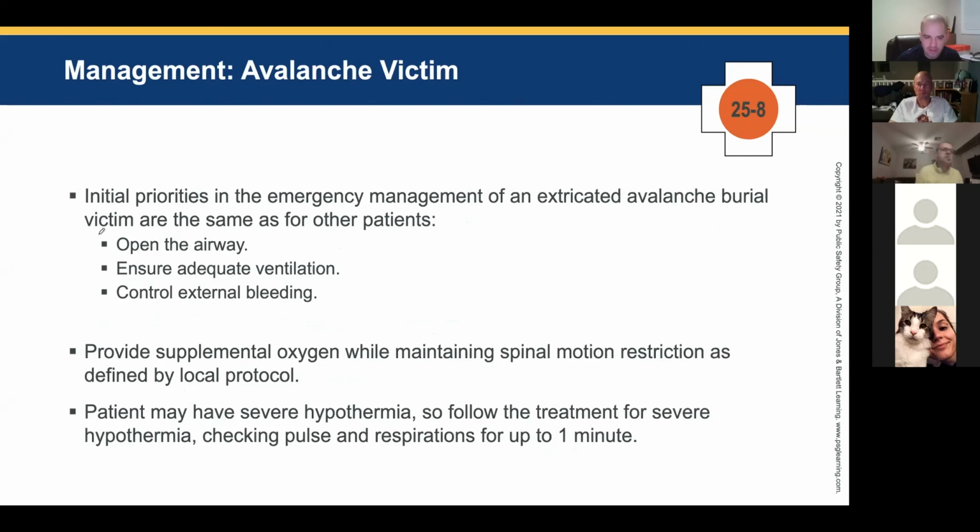So initial priorities in emergency management of avalanche victims, they talk about initial priorities. They don't talk about safety. I would probably include safety in this one first, right? And then once we get to our victim, making sure they have an open airway, adequate oxygenation, ventilation, and controlling any external bleeding. We want to provide supplemental oxygen, and then they may have severe hypothermia. So we want to follow treatment for severe hypothermia, and we want to check pulse and respirations for up to 1 minute.